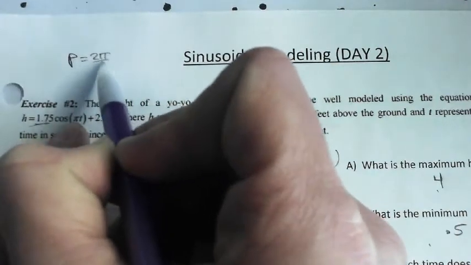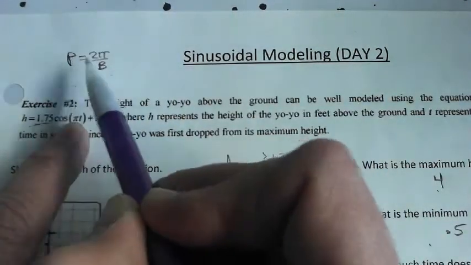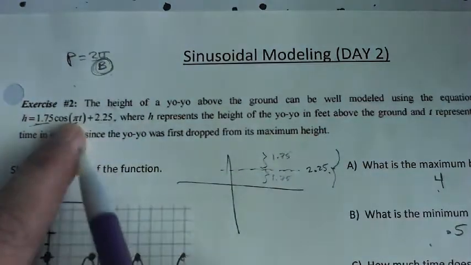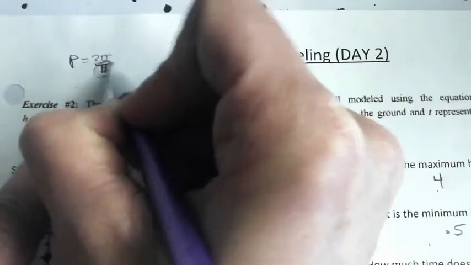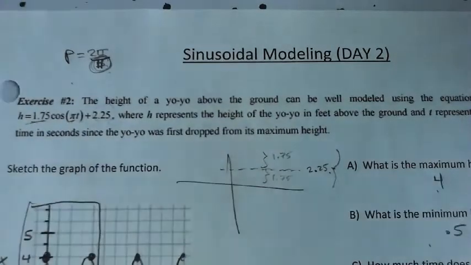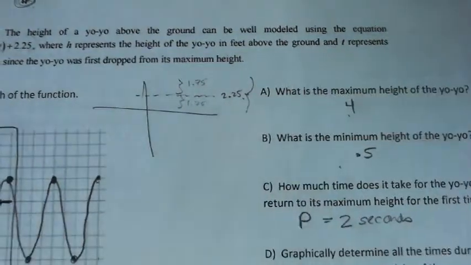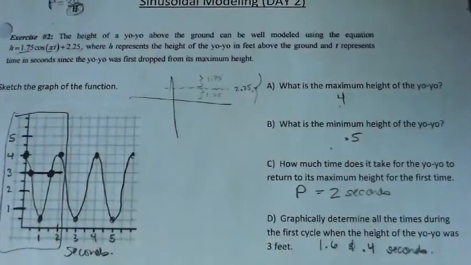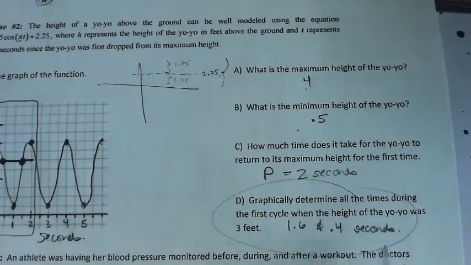And your period you could calculate as well because you know B. It's a little bit different. Normally, we've known our period, we've found our B, but here we know B, don't we? What is it? Pi. So what's 2 pi over pi? 2. And that's the period that we got. So these questions, although we use the graph, you don't need the graph. Okay? You do need the graph and the image on your calculator to do D, though.